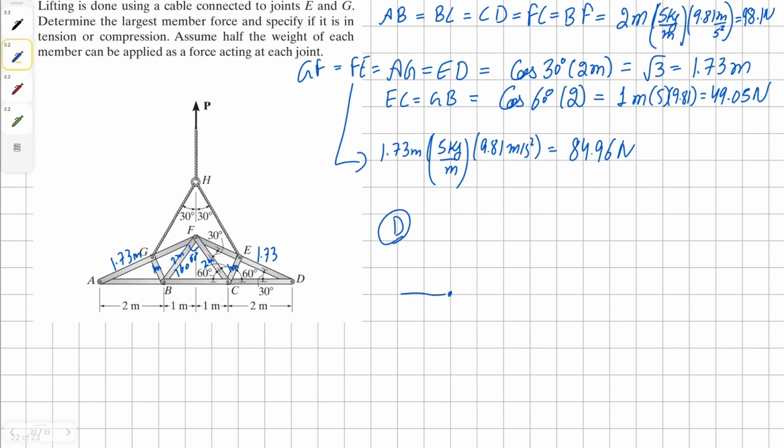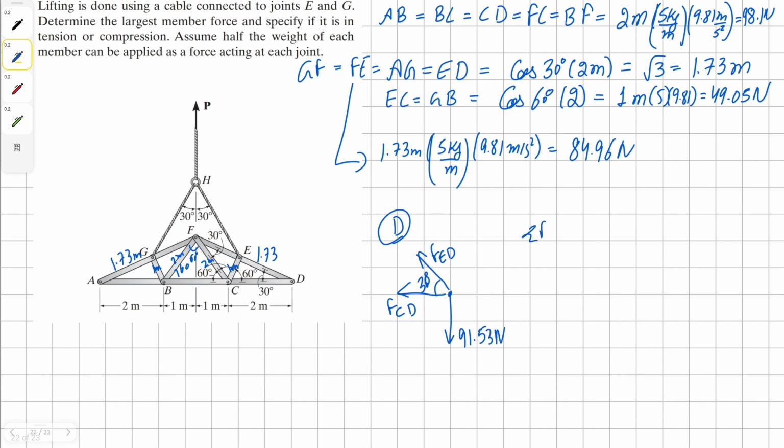We're going to have unknown force CD and our unknown force ED at 30 degrees, and then our applied force, which is going to be half of members CD and ED. It comes up to be 91.53 Newton.